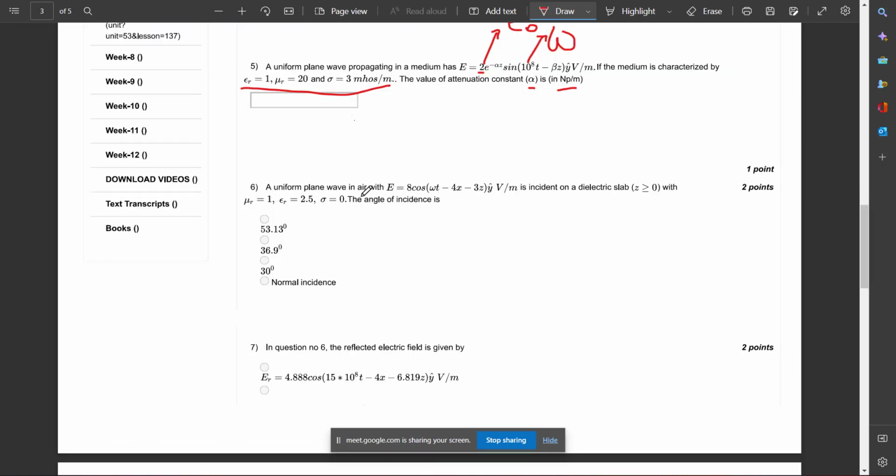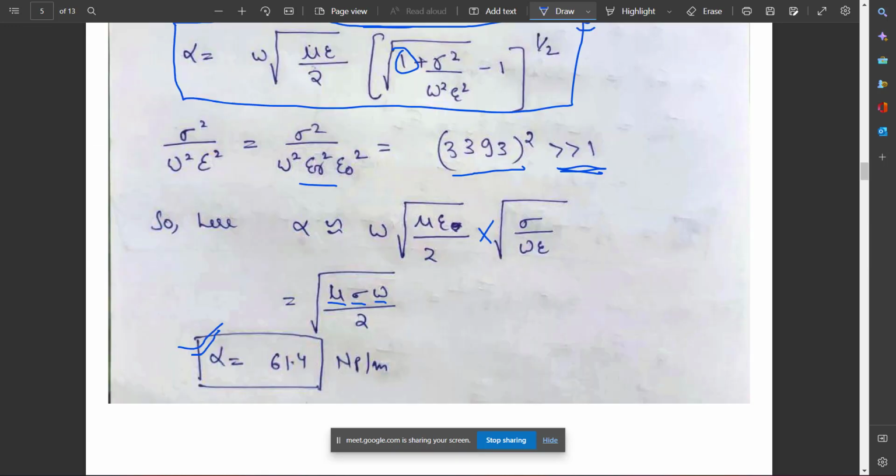A uniform plane wave in air with E equals 8 cos(omega t minus 4x minus 3z) y cap volts per meter is incident on a dielectric slab, z greater than 0, with mu r equals 1, epsilon r equals 2.5, and the angle of incidence is asked. A uniform plane wave is given, the electric field is given to us, and it is incident on a dielectric slab for z greater than 0. The angle of incidence is asked.